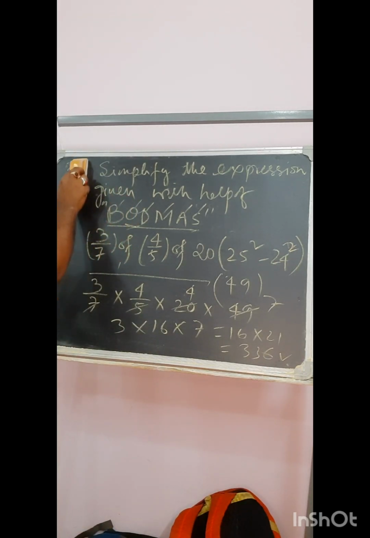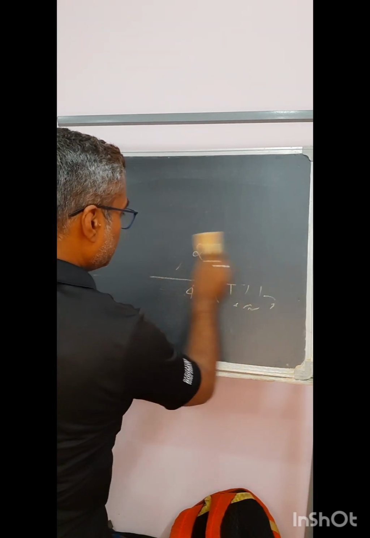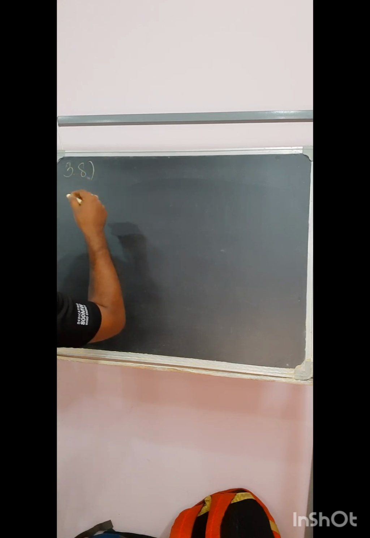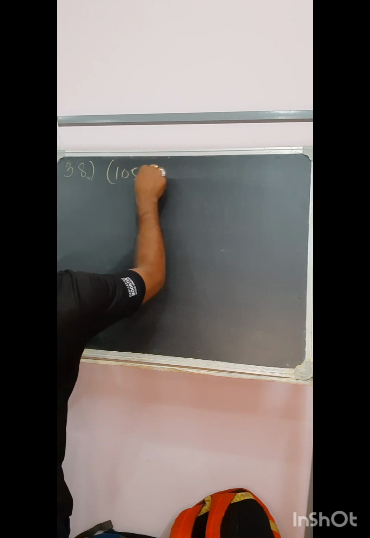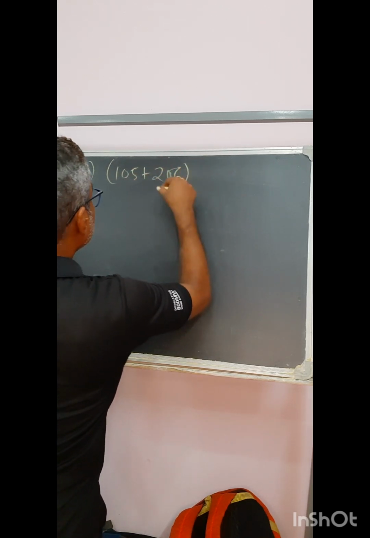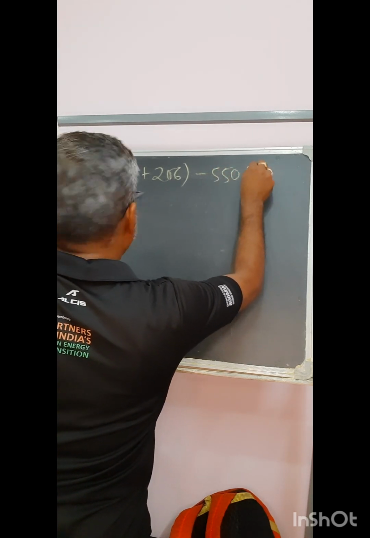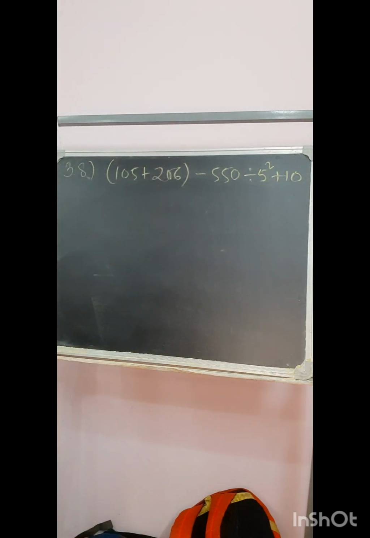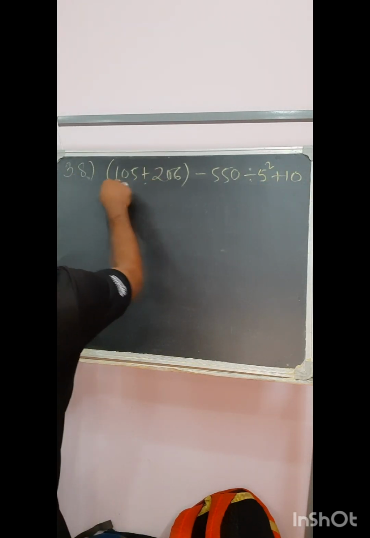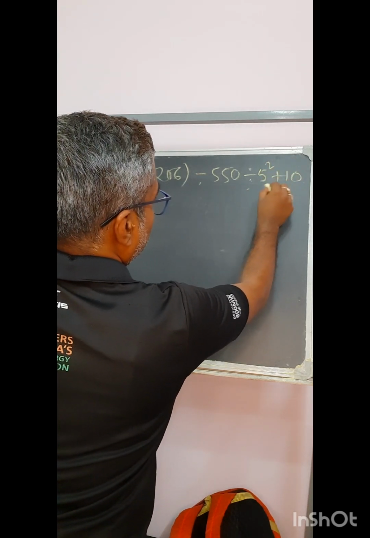Moving to the next, 38. This will again be on the basis of BODMAS. I am just straightaway writing the expression. This 38 is again using BODMAS. The expression given is 105 plus 206 minus 550 divided by 5 square plus 10. Now you can see there are several functions: plus, bracket, minus, division, plus.